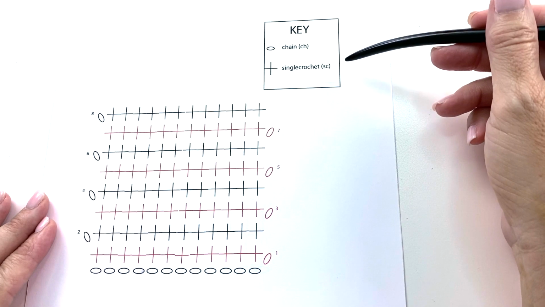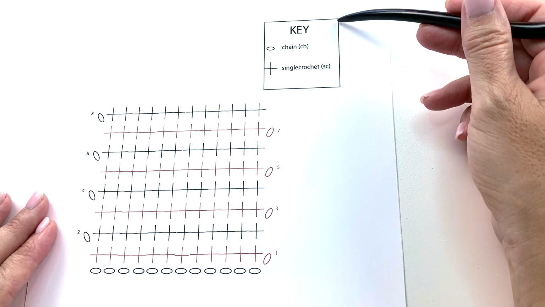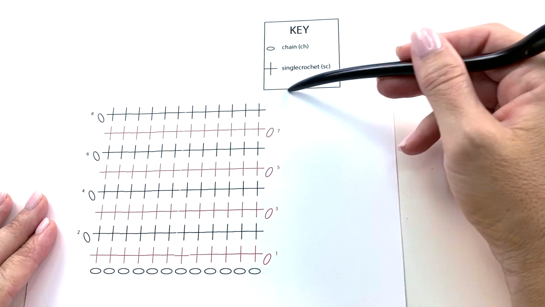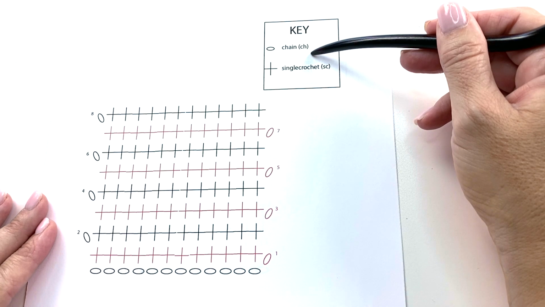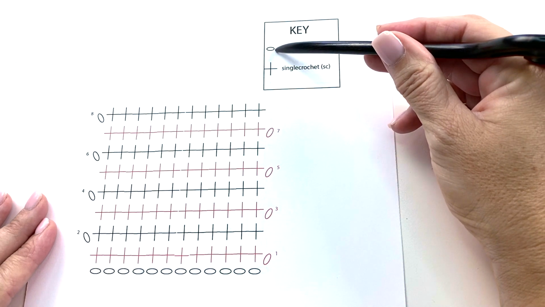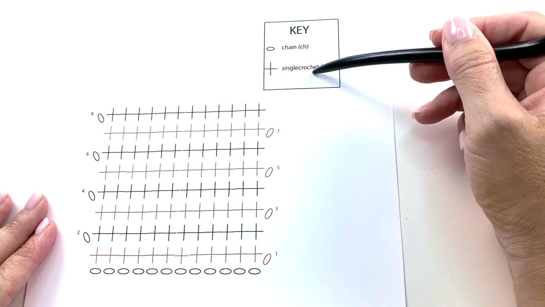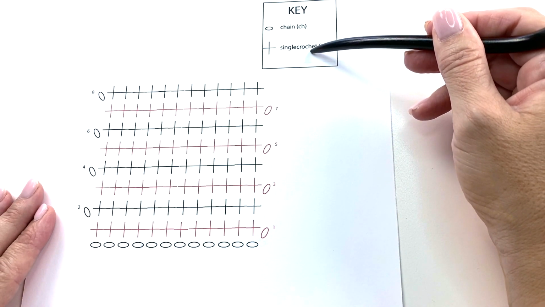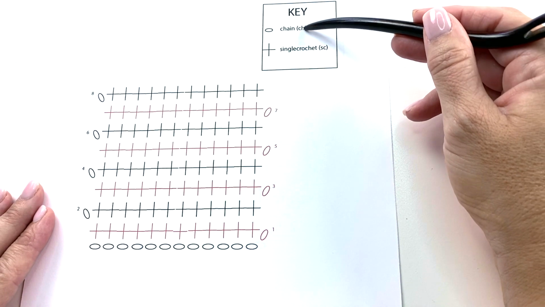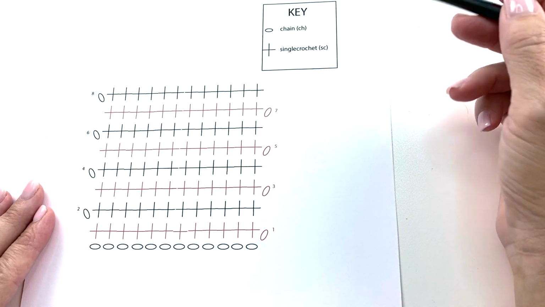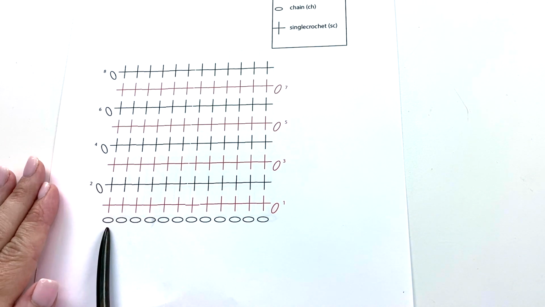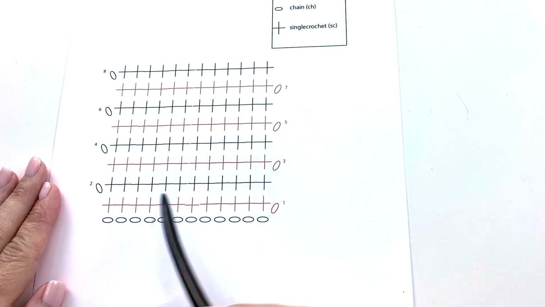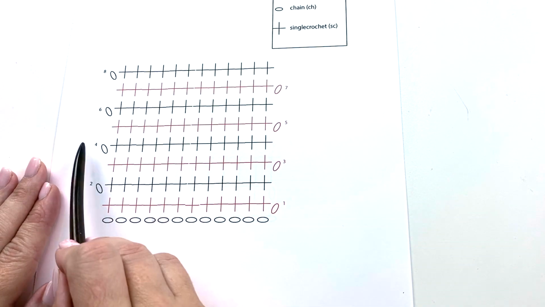The first thing you want to look at when looking at a brand new chart is to find the key. The key is going to show you what stitches are used and also what the symbol is that represents each stitch. So for this chart, we're using chain and single crochet. This chart also, from a glance, I can tell that it's worked in rows, not rounds, because the numbers are written on opposite sides of the work.